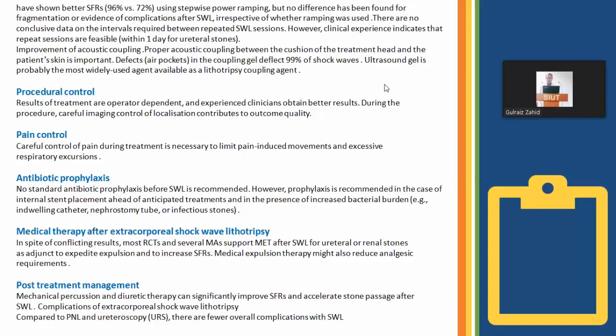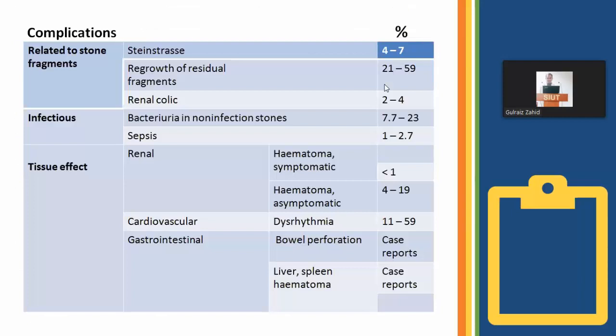Complications of SWL. Compared to PNL and URS, there are fewer overall complications with SWL. These are the complications related to stone fragments. Steinstrasse 4 to 7%, regrowth of residual fragments 21 to 59%, renal colic 2 to 4%, infectious bacteriuria in non-infectious stones 7.7 to 23%, sepsis 1 to 2.7%.